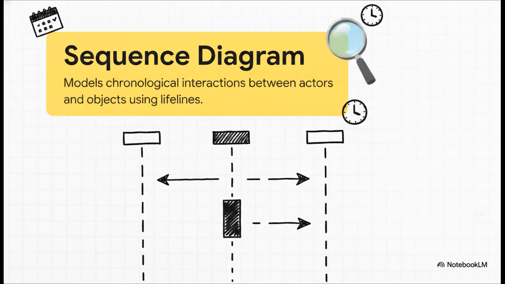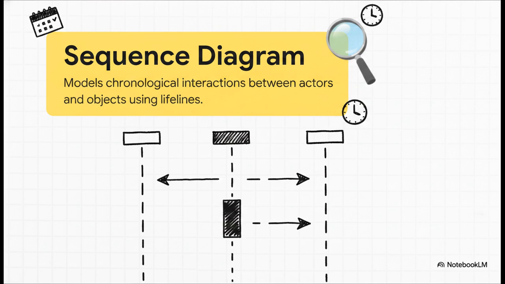Shifting our focus from those external systems right down into the internal components, let's look at how objects communicate over time. A sequence diagram in the Unified Modeling Language, or UML, is primarily used to model the chronological interactions between the actors and the objects in a system.